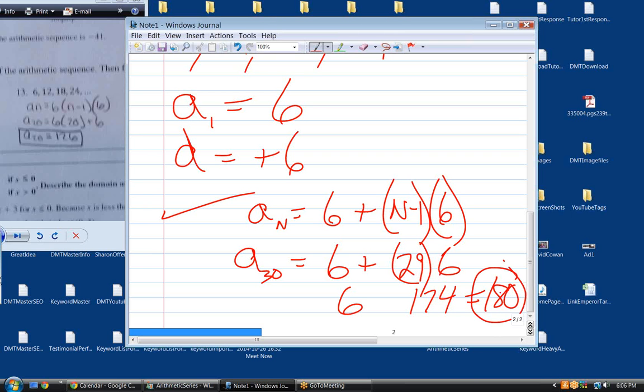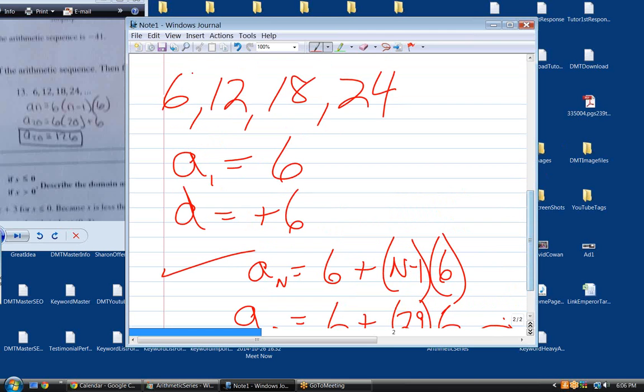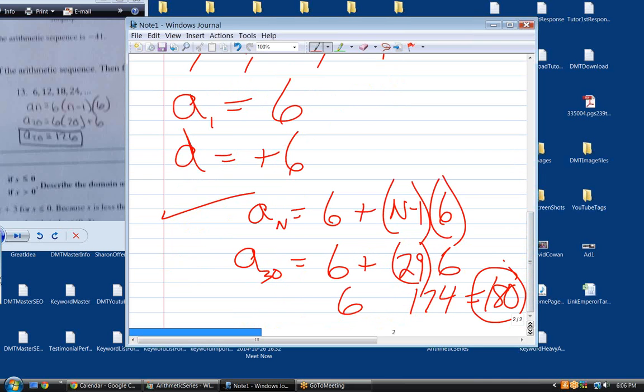Does that have the right sign on it? We've got a sequence here that starts at 6 and goes up. So yes, it would be a big positive number. If we were to get a negative number, we've made a mistake.